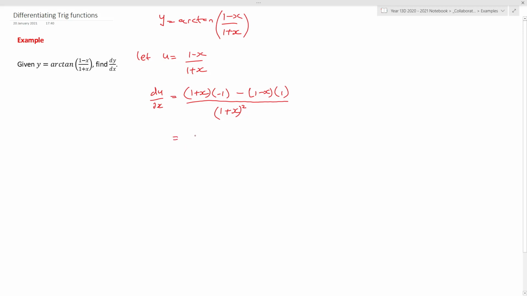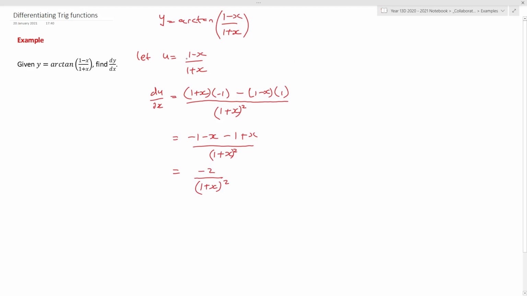So if I simplify that, I end up with minus (1 minus x) minus (1 plus x) all over (1 plus x) all squared. And if I simplify the top, the x's cancel, so you end up with minus 2 all over (1 plus x) squared. Okay, so that's quite a lengthy process to differentiate that.